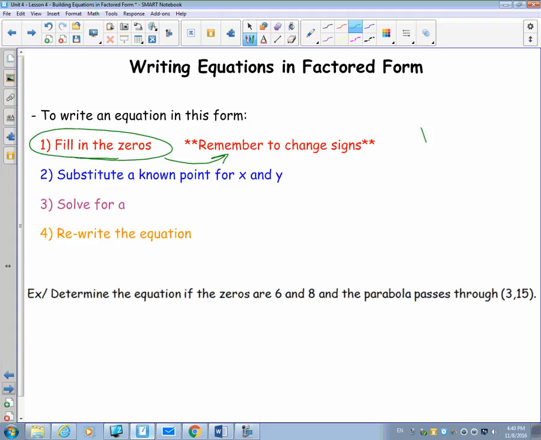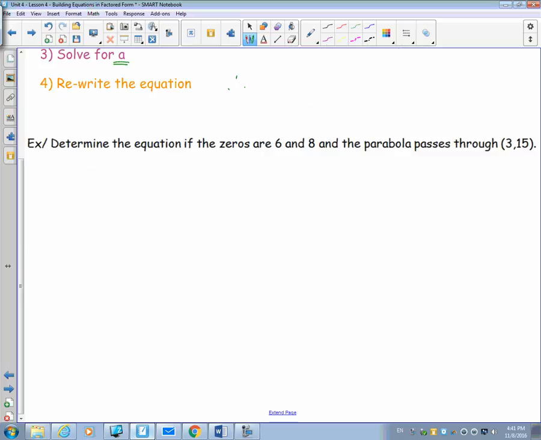Last unit, once we filled in our slope, like 2x plus b, we needed to know a point in order to solve for b. The same is true for quadratics. We have to substitute a known point for x and y. However, this time, we're going to be solving for a, the direction of opening, the size number. And then at the end, you give me your therefore, the answer. What is the equation? So let's try the first one together and see if we can make this make sense. Determine the equation if the zeros are 6 and 8 and the parabola passes through (3, 15).